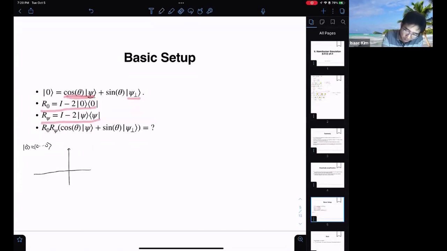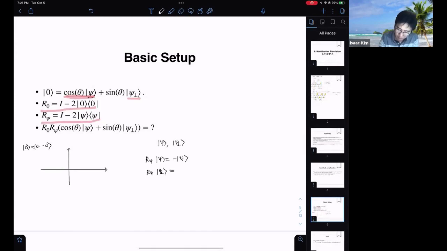Well, first of all, what is important to note is that when you apply these operations, R0 and R psi, to this subspace spanned by psi and psi orthogonal, then you always remain in this subspace. Okay, so why is that? So if you apply, let's say, R psi to psi, that's clearly minus psi. And if you apply R psi to psi perpendicular, then that's obviously R the perpendicular.